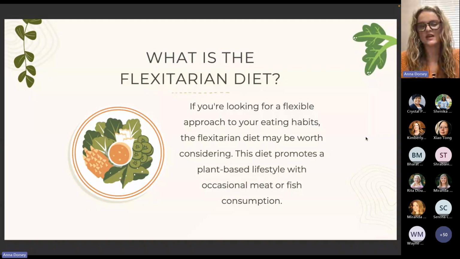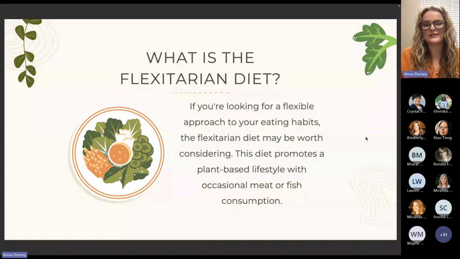So to start, what is the Flexitarian Diet? Ultimately, this diet is going to promote a plant-based lifestyle with an occasional meat or fish consumption. We really want to emphasize here that it is what it is called. It's flexible. And that's the whole point of the flexitarian diet. It's going to promote eating plants like vegetables and fruits and beans and legumes. But it's also adaptable to fit your needs and your lifestyle.